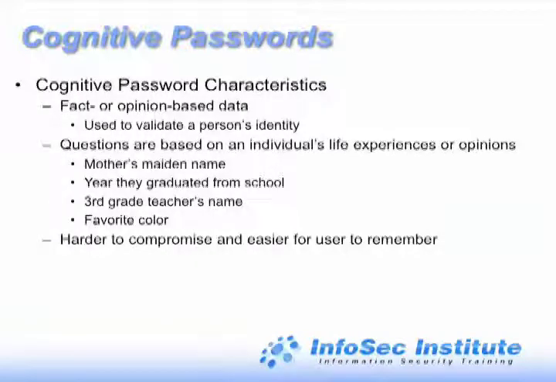Okay, cognitive passwords. These are things that, again, it's the 80-20 rule, because the 20%, the people that could get through here, are going to basically do the research and then find out where the person went to school, went to high school, if they got married, what town they got married, or multiple times what towns they got married in, their dog's name, their kid's name, things like that. But usually this is based on fact or opinion, used to validate a person's identity.